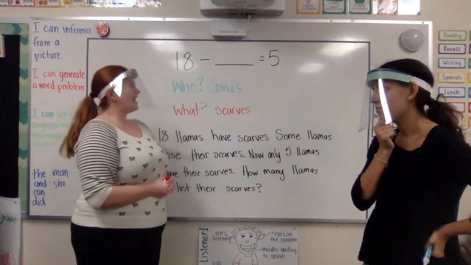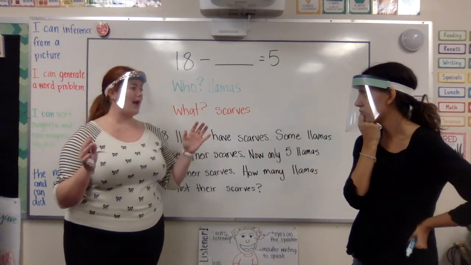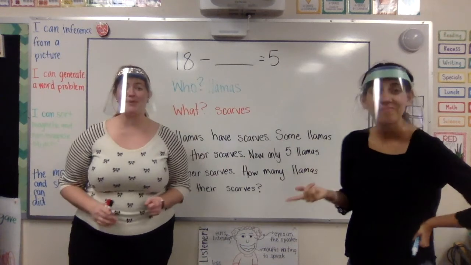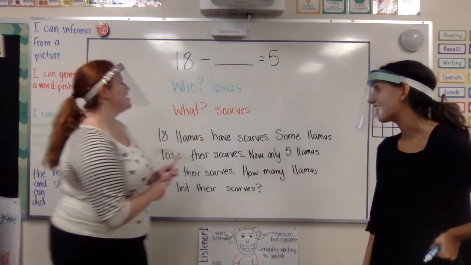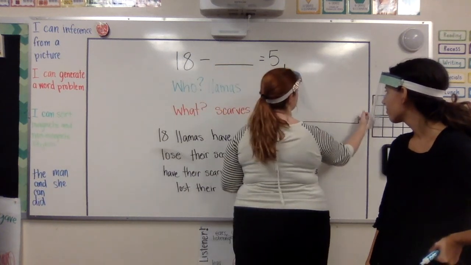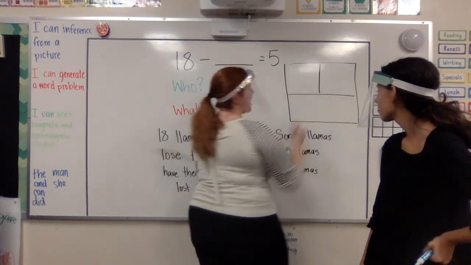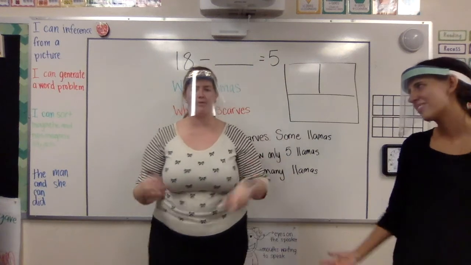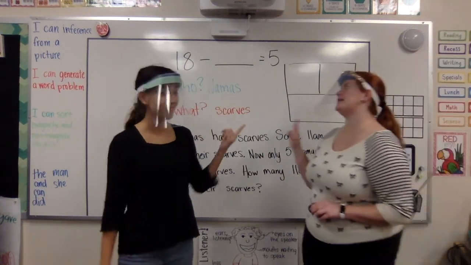Now, I need to think of a strategy to help me solve. Oh, you know what, Miss Lestico? I want to use a part whole mat because we know Miss Lime loves the part whole mat. So I'm going to put a part whole mat right here. A line and a line. And I'm not going to take the time to write part whole because we already know that. Okay, so here is my part whole mat. Let me look at my number sentence.